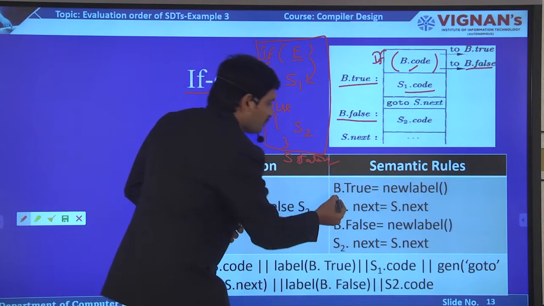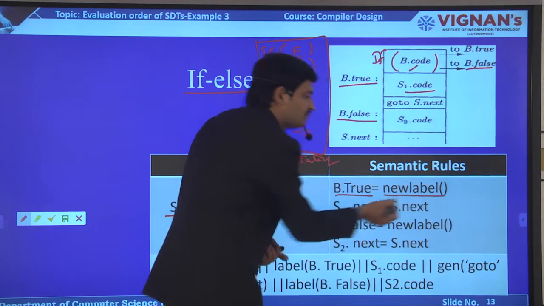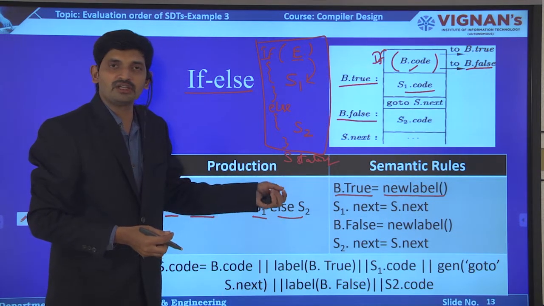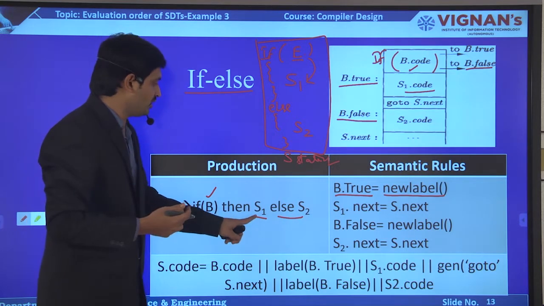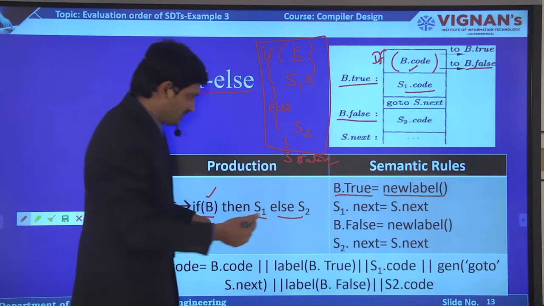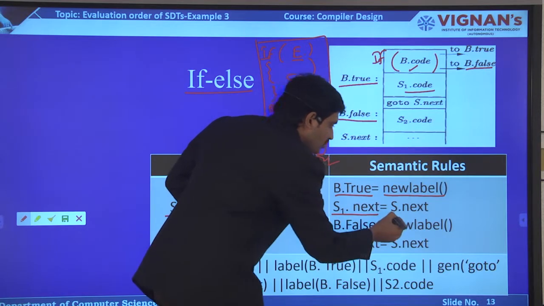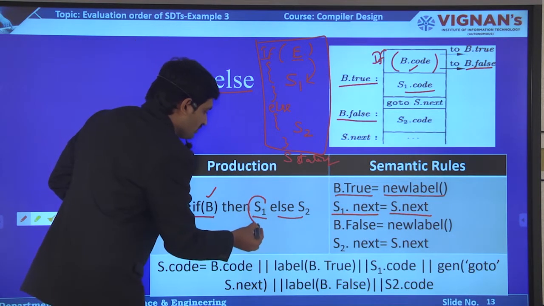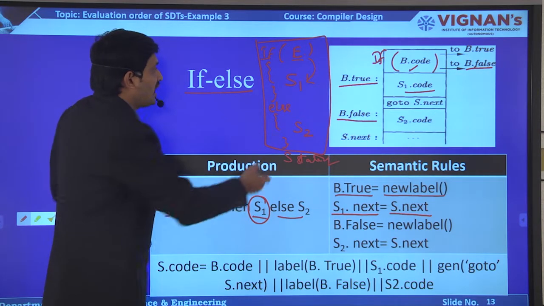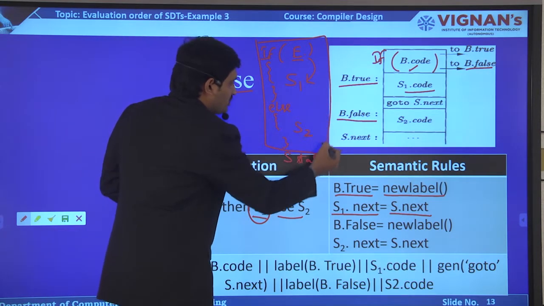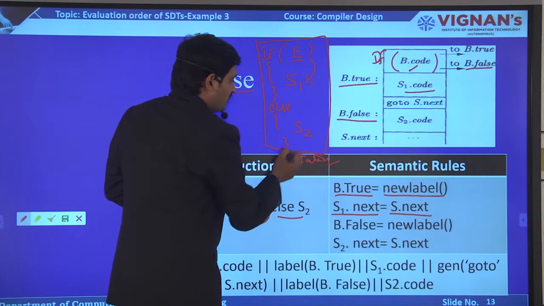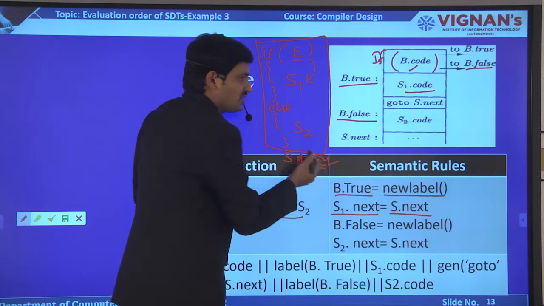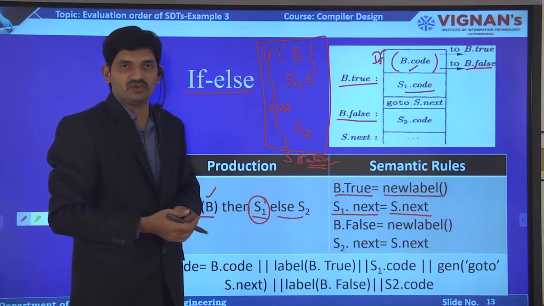What do I have to write? If B is true, new label. New label is nothing but we are going to generate the three address code and we are going to evaluate the S1. So S1.next equal to S.next. That means I am going to execute this S1 code. After that S1, no need to execute this else part. Simply we can come to these S statements, the statements which are outside of the if else block.